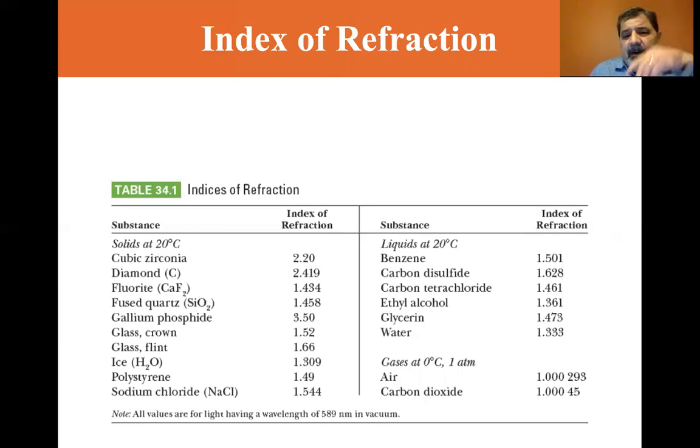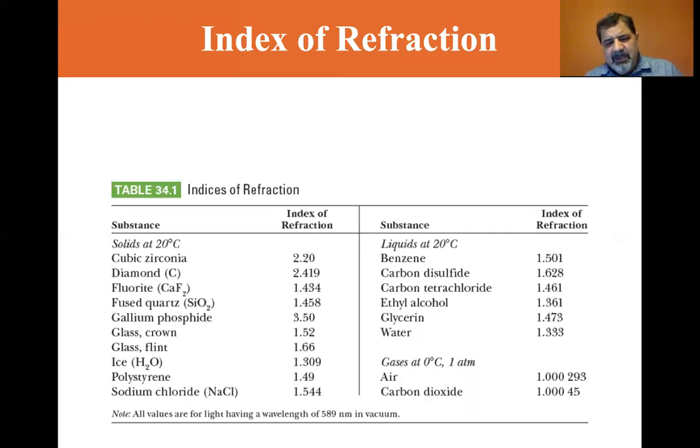Now, in the liquids, benzene 1.5, carbon disulfide 1.63, carbon tetrachloride 1.46, ethyl alcohol 1.36, glycerin 1.47, and water 1.33. And then there's some gas and carbon dioxide that's very, very small. Note that all values are for light having a wavelength of 589 nanometers in a vacuum.